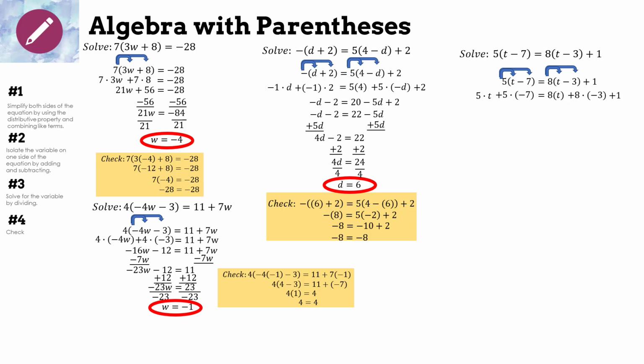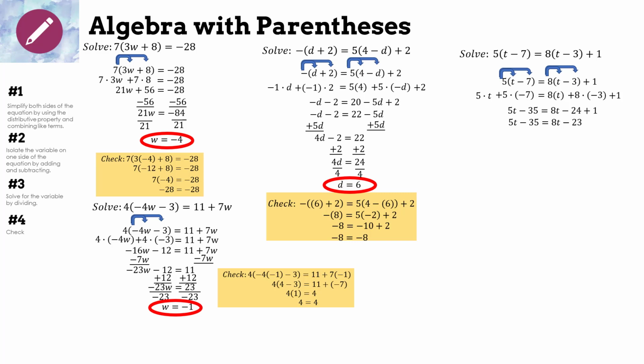Let's simplify. 5 times t is 5t. 5 times negative 7 is negative 35. 8 times t is 8t. 8 times negative 3 is negative 24. And finally, plus 1. Let's continue to simplify. On the left side of the equal sign, we can't put anything together because they're not like terms. But on the right side of the equal sign, we have negative 24 plus 1, and we can simplify that. Now we have 5t minus 35 equals 8t minus 23.